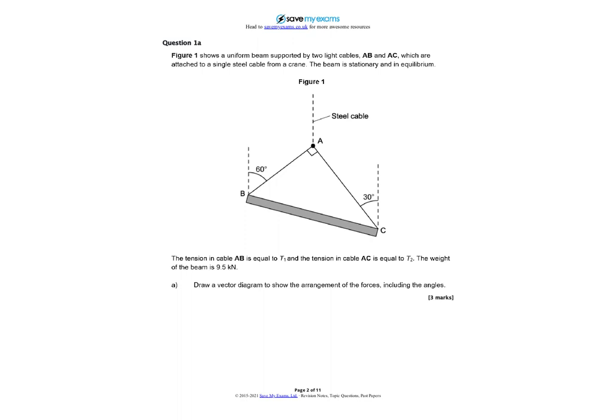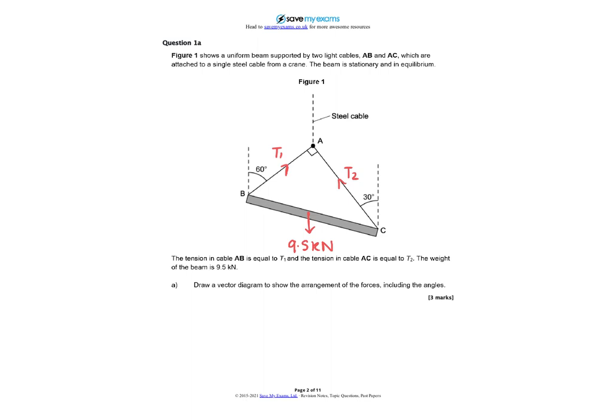Question 1a. Figure 1 shows a uniform beam supported by two light cables, AB and AC, which are attached to a single steel cable from a crane. The beam is stationary and in equilibrium. The tension in cable AB is equal to T1 and the tension in cable AC is equal to T2. The weight of the beam is 9.5 kilonewtons. So first thing you want to do is label on T1 and T2 on AC, and we can pop the weight in as well, 9.5 kilonewtons.